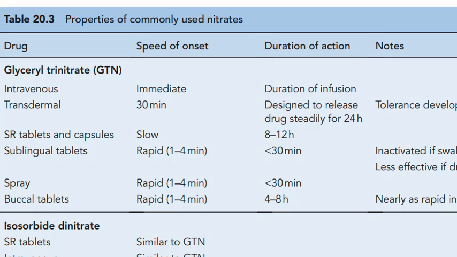The first choice is glyceryl trinitrate, abbreviated as GTN. The route may be intravenous or transdermal in case of emergency. The speed of onset is immediate. Sustained release tablets and capsules are also available. However, for the outpatient, the drugs are available as sublingual tablets, and the onset of effect is about 1 to 4 minutes. The duration of action is less than 30 minutes.